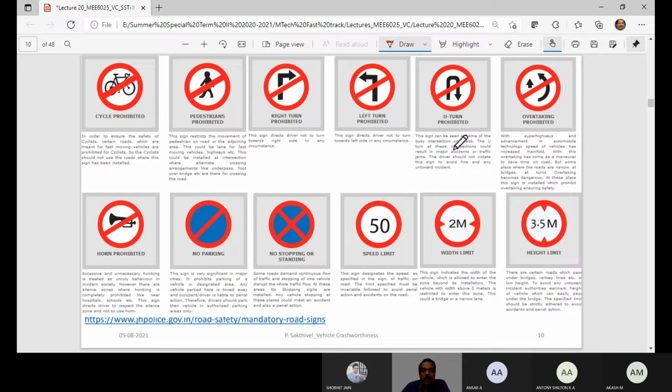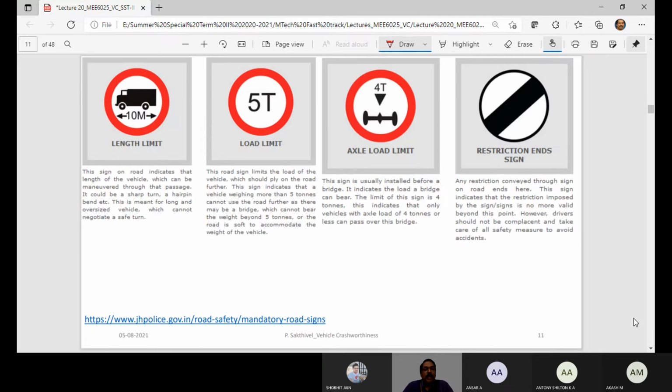And there are no parking, no stopping and standing. See, no parking is with one cross, no stopping and standing with two crosses. Horn prohibited in hospital zone. You would see this as we should not unnecessarily create noise on the road in those areas. There are speed limit signs and width limit. So vehicles with 2 meter tread, no more than that, only can go. So there are width limit and height limit of vehicle. And you can also see there are length limit of your vehicle, load limit of your vehicle, axle load limit, and there are zone restrictions in signs.